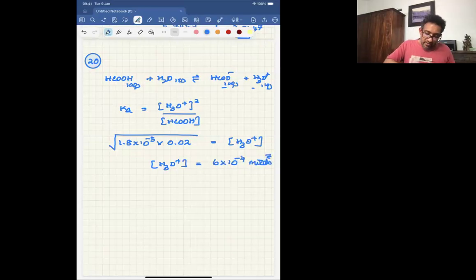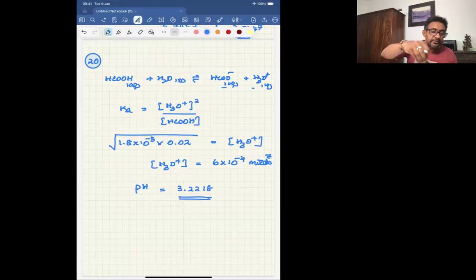1.8 × 10^-5 multiplied by 0.02, square root of that is 6 × 10^-4. So what is the initial pH of this solution? pH of this solution is minus log of 6 × 10^-4, which is 3.2218. This is an acid.